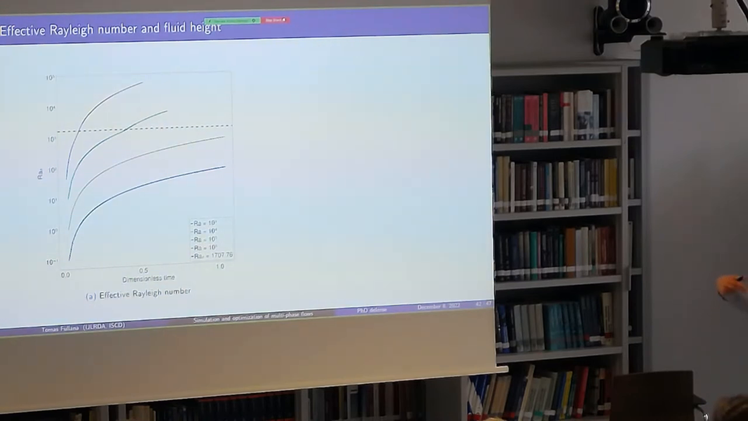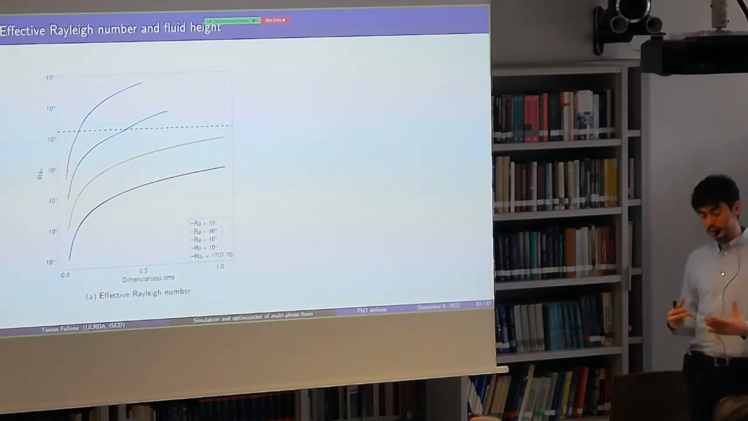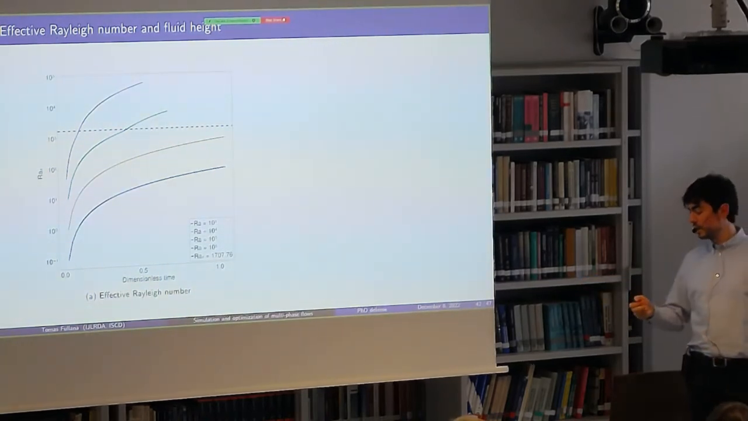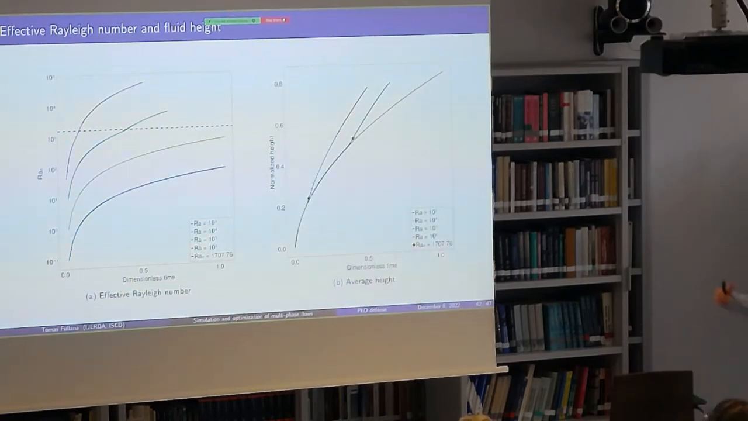And we see that for a Rayleigh number of below 10 to the 4, we don't cross this line, so we are still in the diffusion-driven motion. Now, if you look at the height as a function of time, we see a similar thing, where basically when we reach the effective Rayleigh number, which is here the black dots, we have a bifurcation of the solution, and this is where the instability appears. So, of course, in the case 10 to the 3 and 10 to the 4, we don't see this, and the interface is growing like a square root of time, as in the classical Stefan problem.